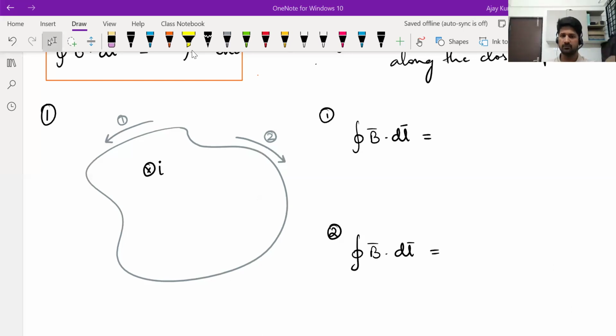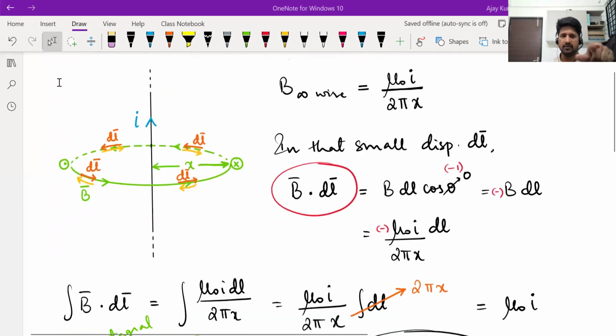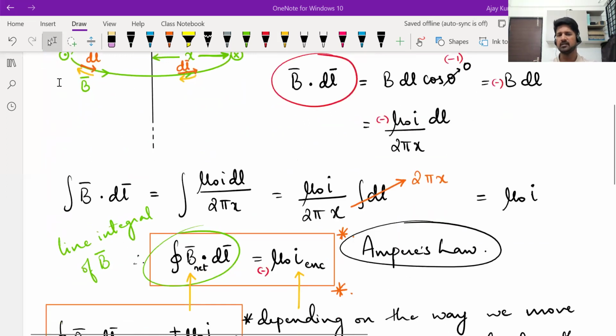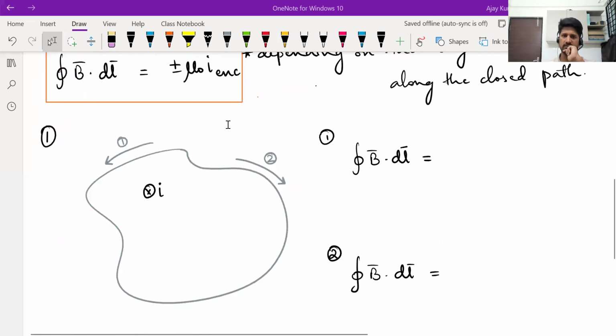You don't actually have to integrate, because you don't even know the exact shape of this path or its equation. Don't try integrating. Use Ampere's law, as I said. We derived this result using a circular path for our convenience, but the result is true in general. The closed integral of B dot dl over any closed path is always equal to plus or minus mu naught times the current enclosed by that closed path. So use that result here.